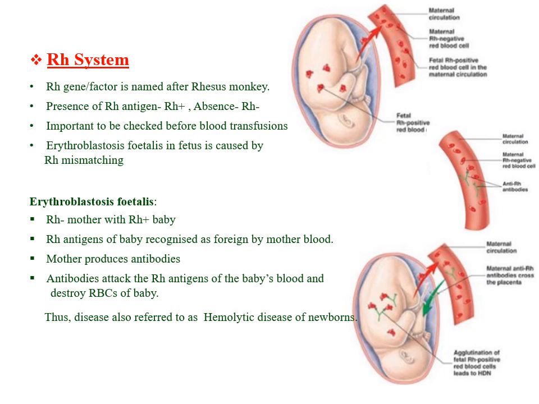Erythro denotes RBC, blastosis means damage or destruction, and fetalis means fetus. That means the disease is common in fetus, and this disease is also known as hemolytic disease of the newborn because the lysis of blood cells occurs in this disease. So babies develop this condition before they are born. It occurs if the mother and baby have different Rh blood types.